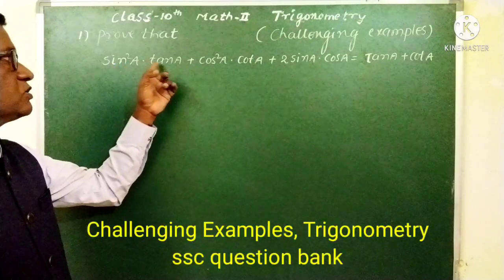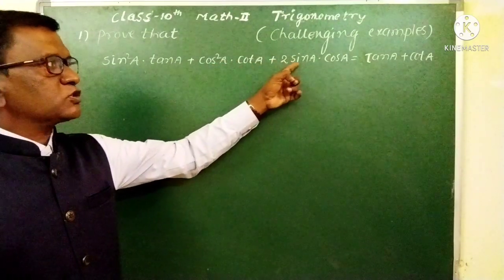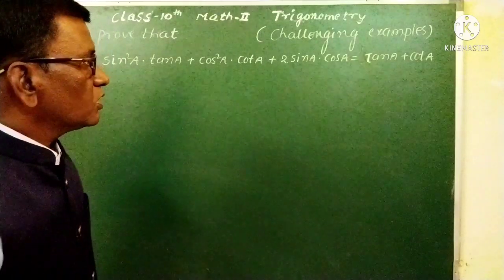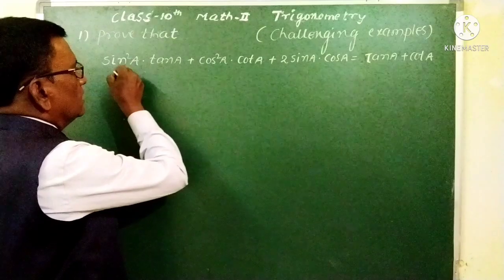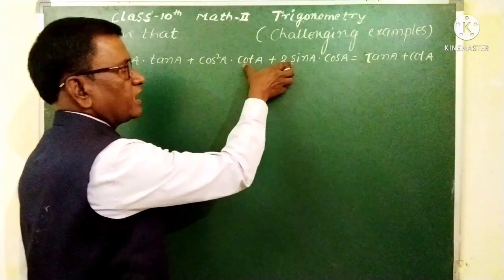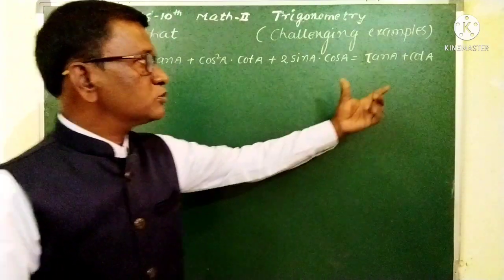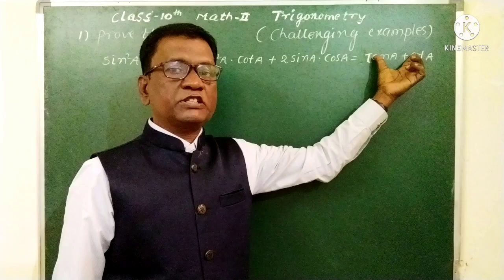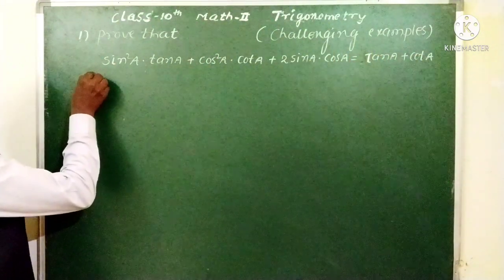Sin square A into tan A plus cos square A into cot A plus 2 sin A into cos A equal to tan A plus cot A. It means we are given the LHS and have to prove it is equal to the RHS. Means we have to prove this example equal to tan A plus cot A. How will you prove? Let us see.